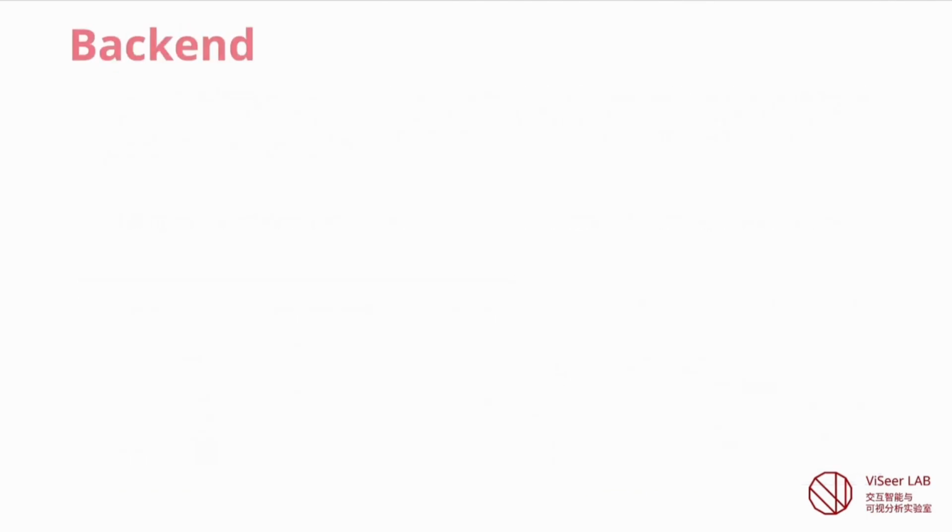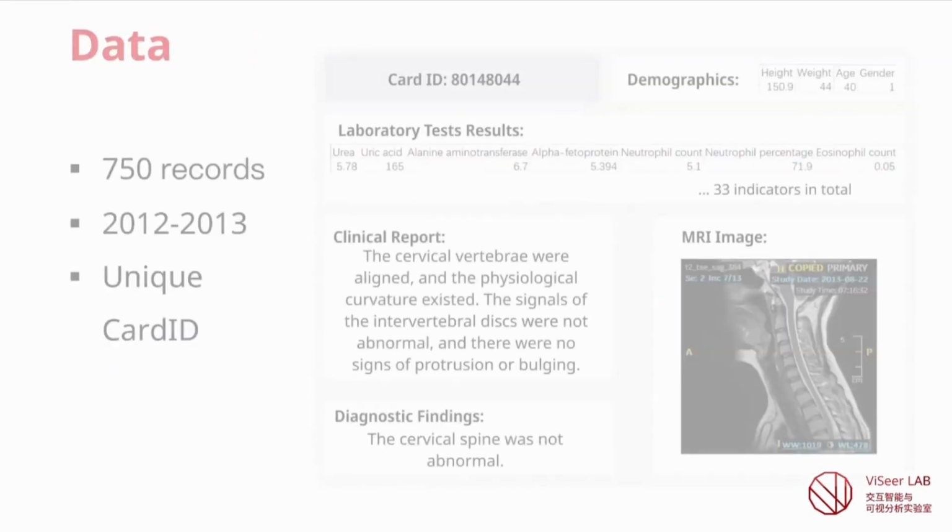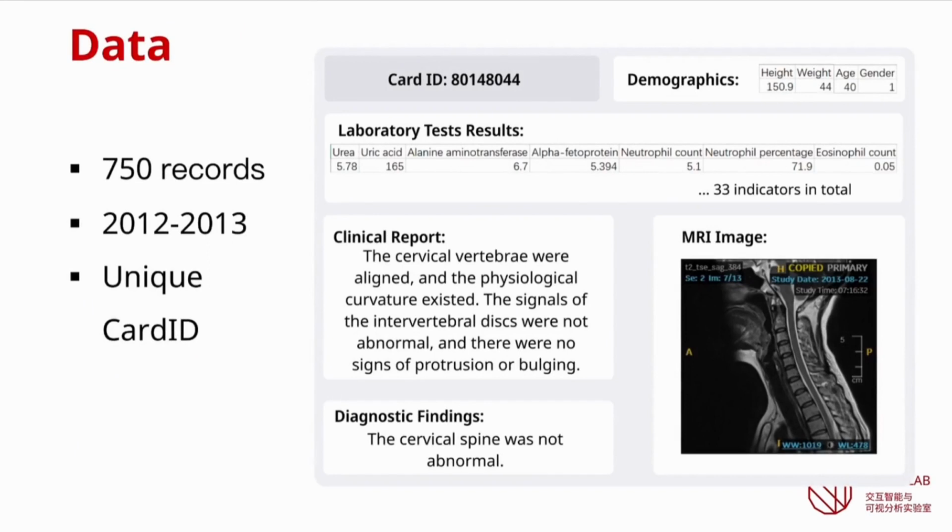Next is the backend part. We use a real-life clinical dataset for diagnosing cervical spine disorders. The dataset comprises 750 patient records collected during hospital visits for cervical spine discomfort. Each patient has a unique card ID that corresponds to a set of clinical records, including demographic information, laboratory test results, MRI images, clinical reports, and diagnostic findings.